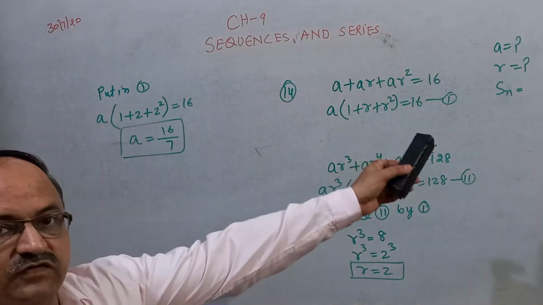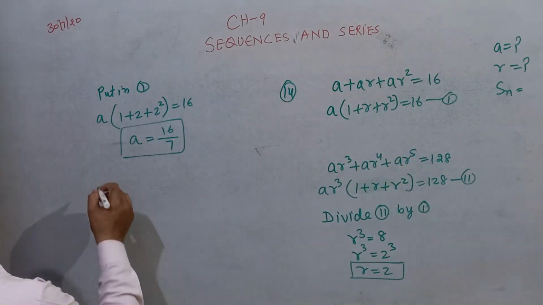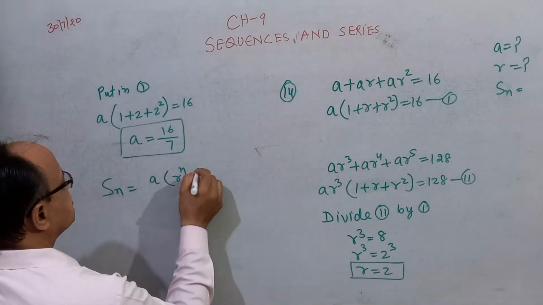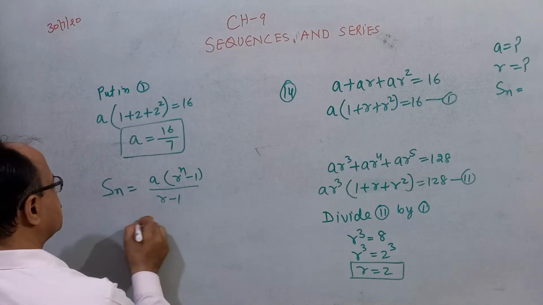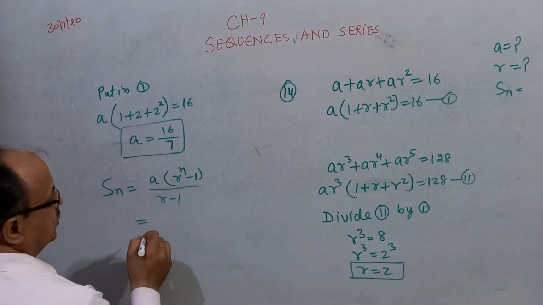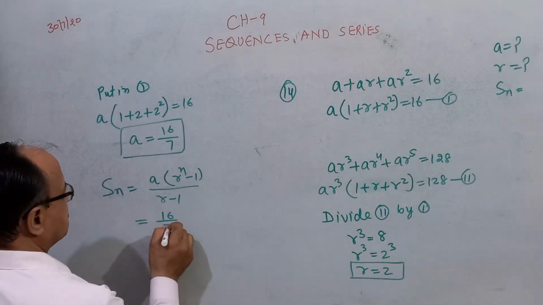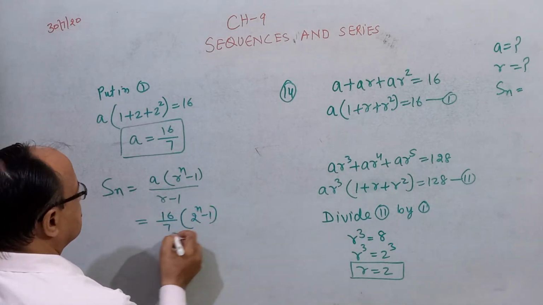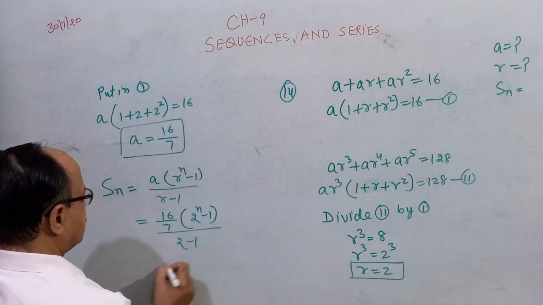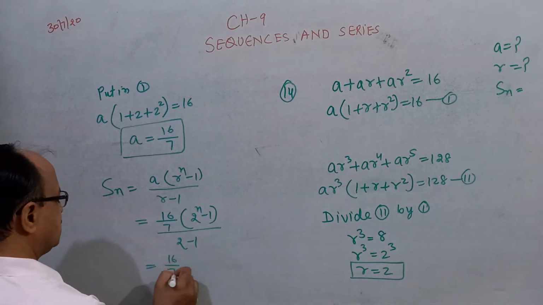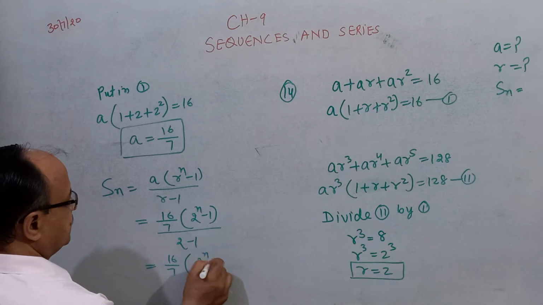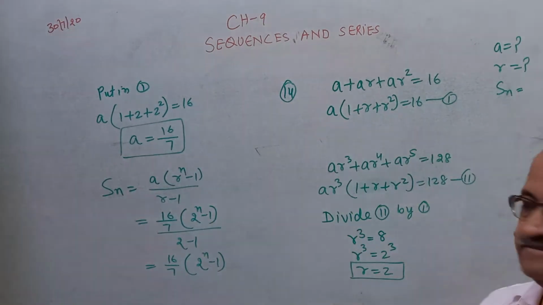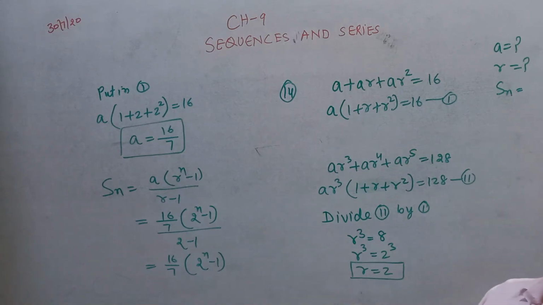Next, the third one is to find Sn. Sn formula is A into R to the power n minus 1 upon R minus 1. A is 16 by 7, R is 2, so 2 to the power n minus 1 upon 2 minus 1. That is 16 by 7 into 2 to the power n minus 1. This is the answer. Correct? This is the solution of question number 14.